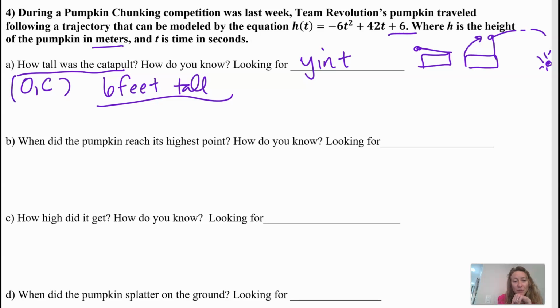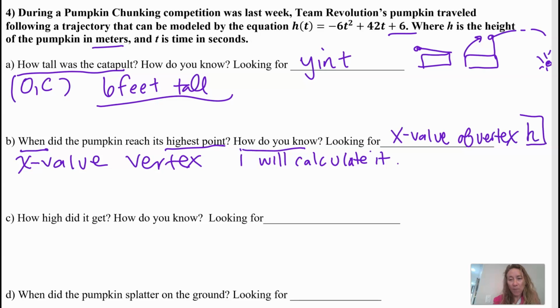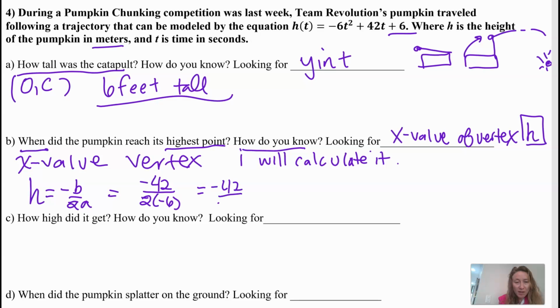When did the pumpkin reach its highest point? So we're talking about the x value. Highest point, we're talking about the maximum, which is the vertex. And how do I know? I will calculate it. So I'm looking for the x value of the vertex, which is also known as the h. And so let's do that calculation. H is equal to negative b over 2a. Negative 42 over negative 12. Those don't go in evenly, do they? I'm going to divide the top and bottom by 6.